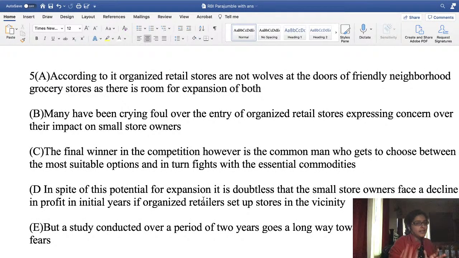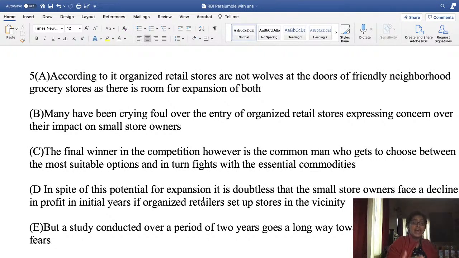Look at the next one. So I'm still confused, right? Let's move on to D. In spite of this potential for expansion, yes, they can expand, it is doubtless that the small store owners face a decline in profit in initial years if organized retailers set up stores in the vicinity. So it has to be accepted that there is some sort of damage, some problem. What is the problem? That initially they might not gain so much profit. Initially, in the beginning stage, they might not have so much profit. But this problem wears off.